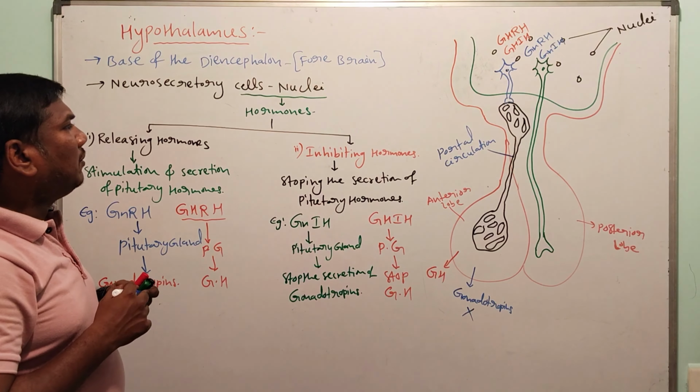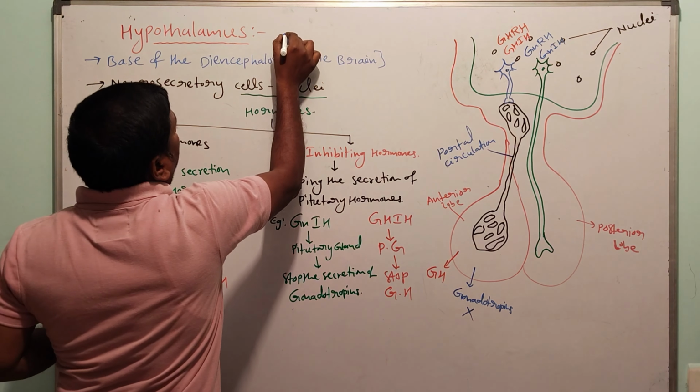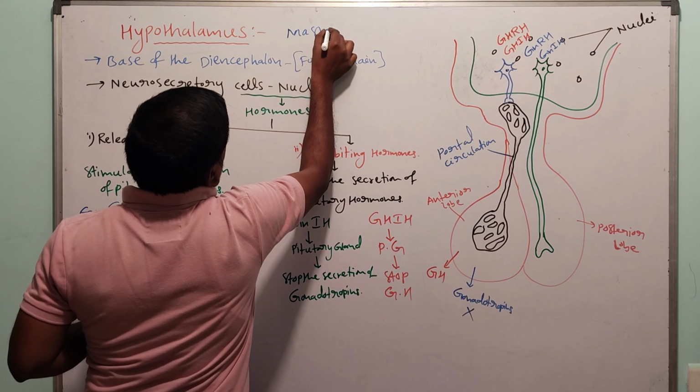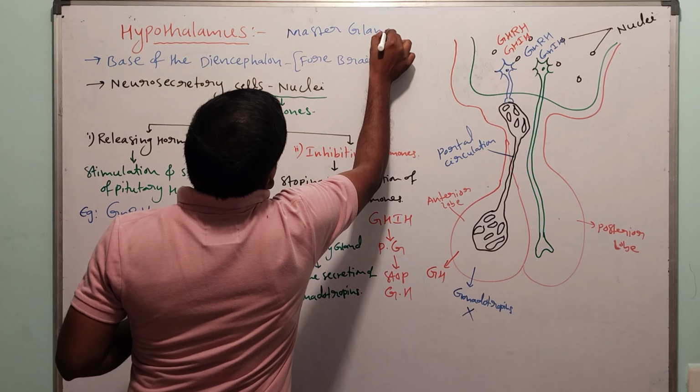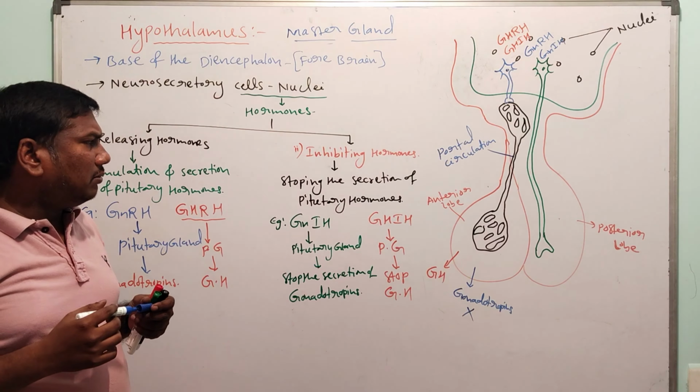So that is the hypothalamus. Next one, a very, very important point: the hypothalamus is called the master gland of the body. It is the master gland of the human body.